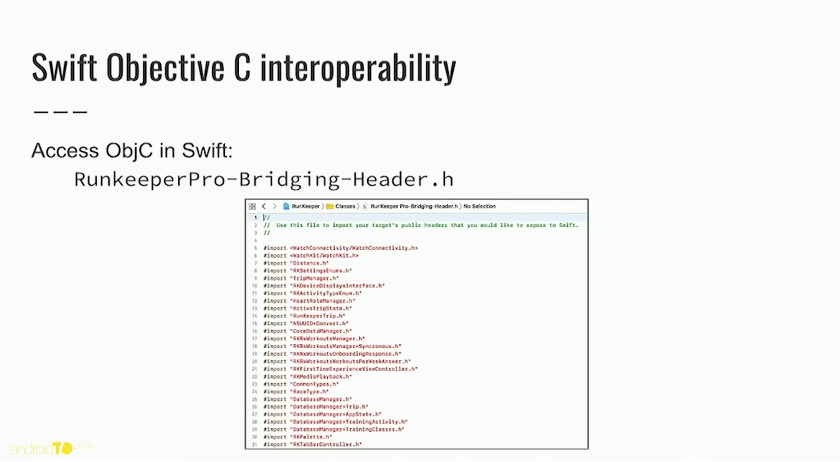Okay, so this topic just makes me shudder, and I think it's a common sentiment. The way interoperability is intended to work is like this. In order to use Objective-C classes in Swift, you need to create a bridging header, which is just a file with a list of all the Objective-C classes that you want to be able to access in Swift.